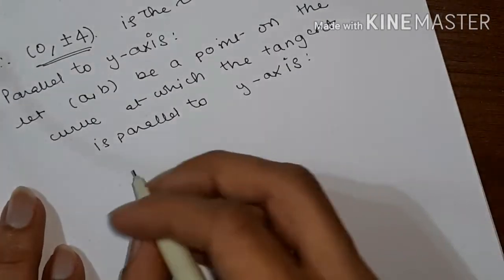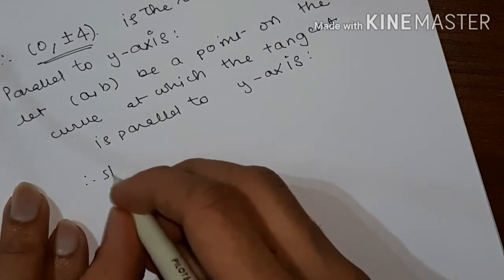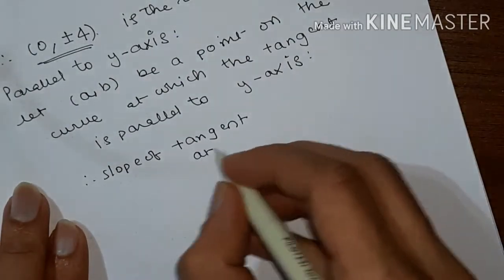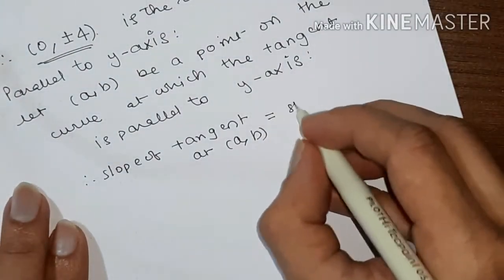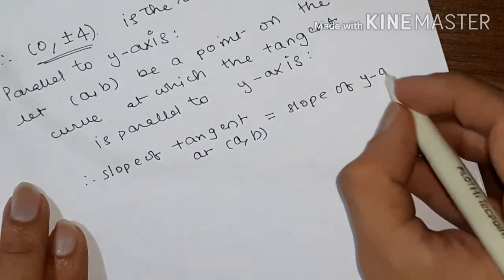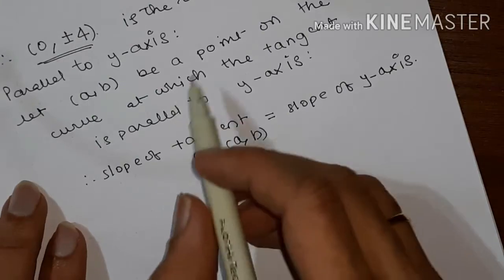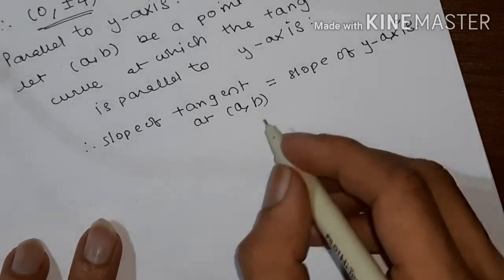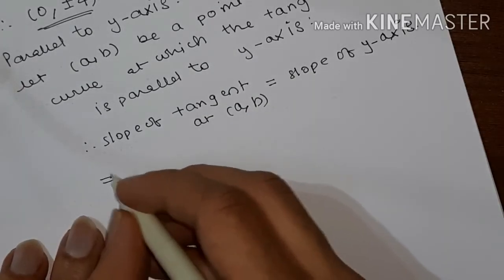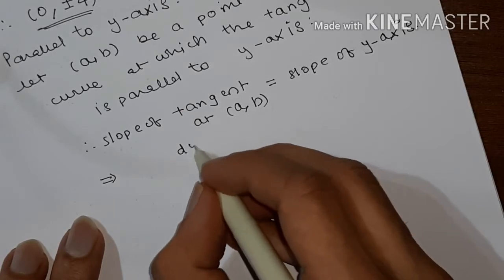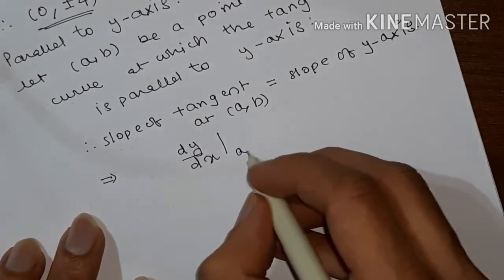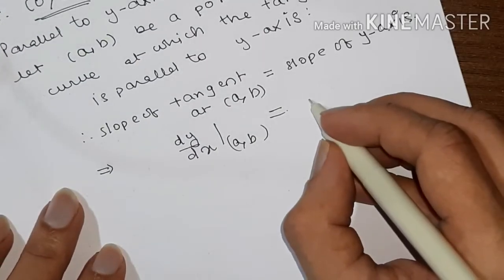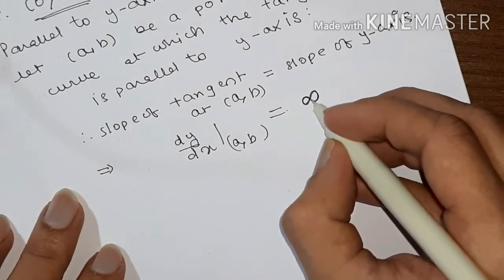So what you get? Therefore slope of tangent at a comma b is equal to slope of y-axis, right? Because the tangent is parallel to the y-axis. So the slope of tangent at a comma b is equal to the slope of the y-axis. So you know that the slope of tangent at a comma b is dy by dx at the point a comma b, and which is equal to what? Slope of the y-axis, which is nothing but infinity, right?